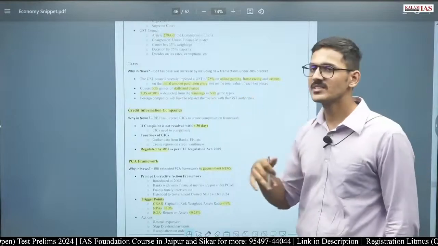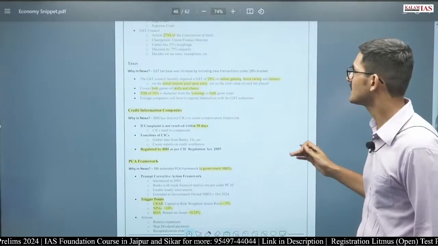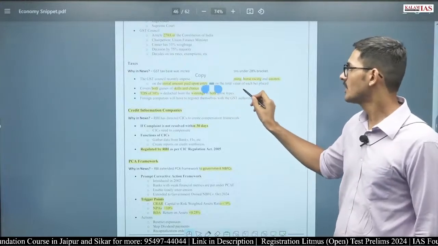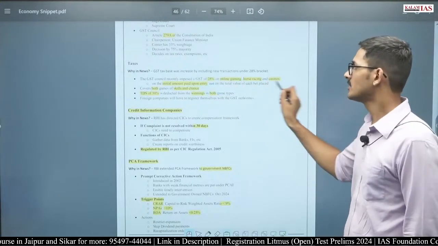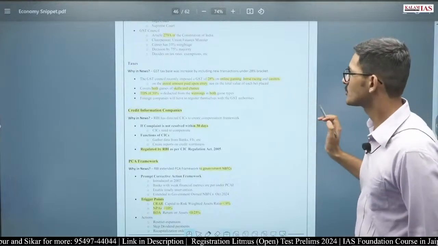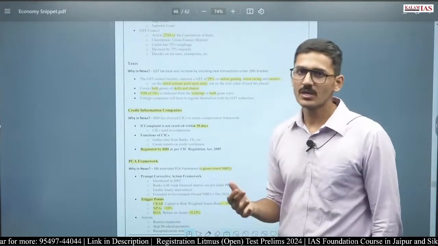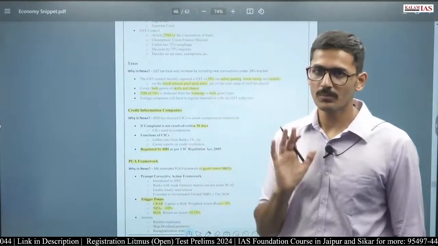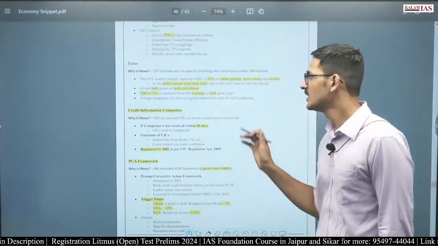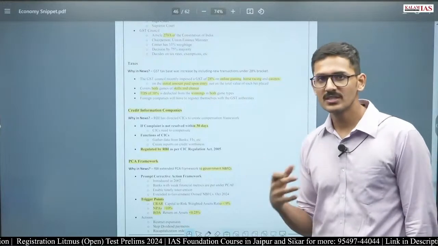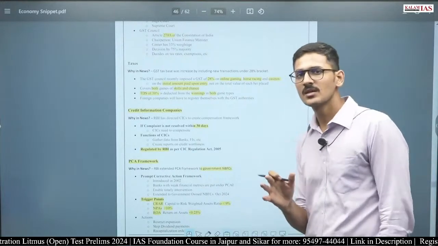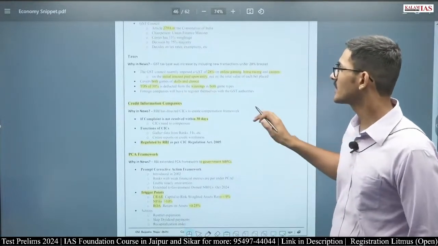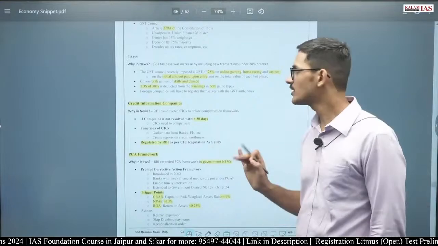Now in taxes, the GST tax base was increased recently by including new transactions. For example, 28% GST was applied on online gaming, horse racing and casinos. Now this is only on the initial amount paid while entering and not on the amount that is won. So 28% GST is charged. It covers both games of skill and chance, not just games of chance, and TDS will be deducted from the winnings in both types at the rate of 30%.